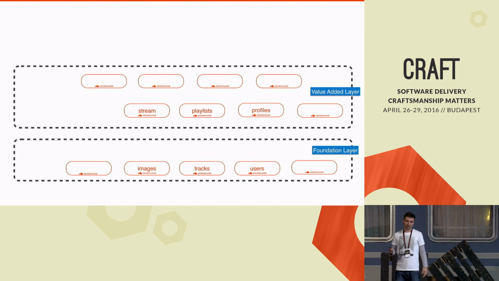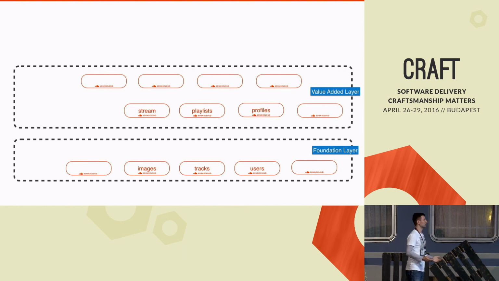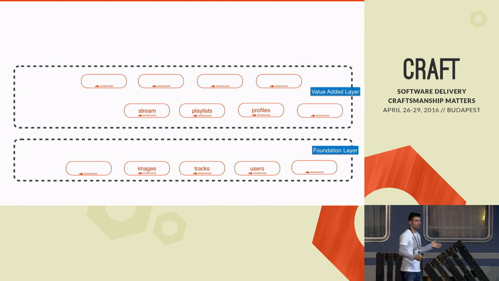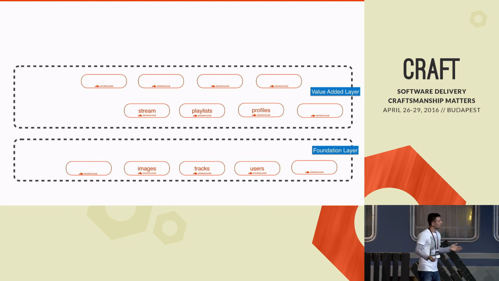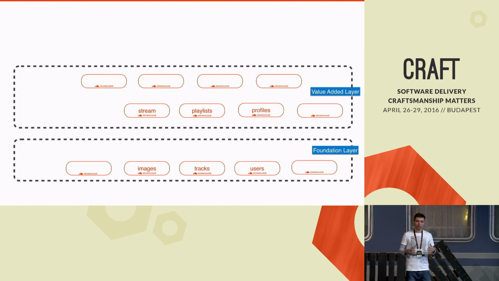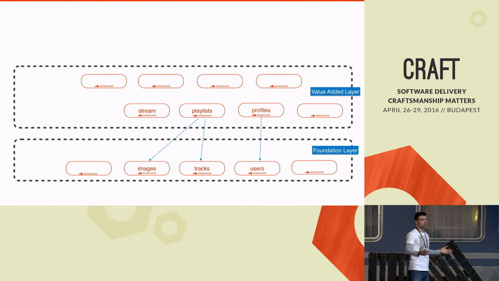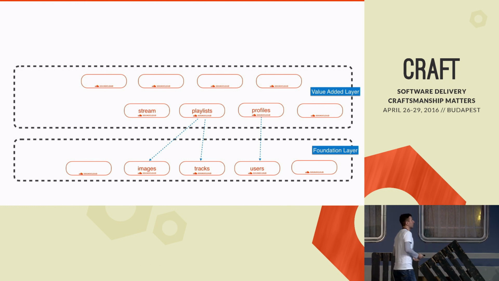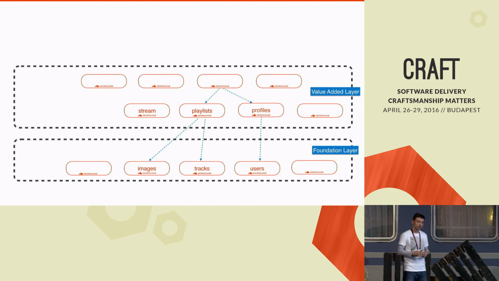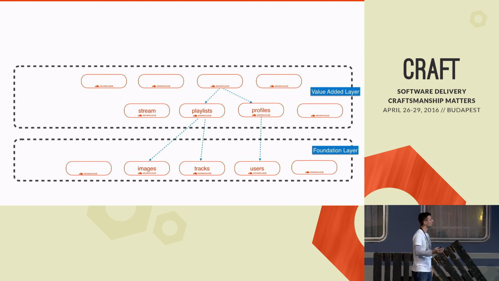On top of it, we defined a layer called the value-added layer. The vast majority of our services live in this layer. And in this layer, we implement the meat of the business logic. The services on this layer are responsible for fetching the entities from the foundation layer, and then they perform their business operations on these entities. Also on this layer, we still have those aggregator microservices, so we still allow talking to each other with the peer services on this layer.